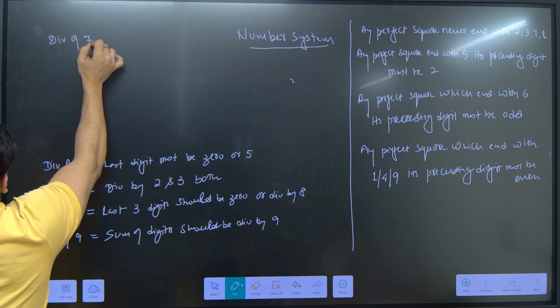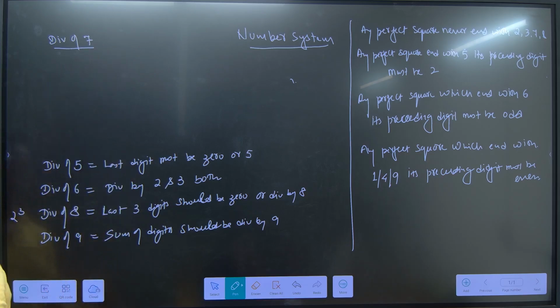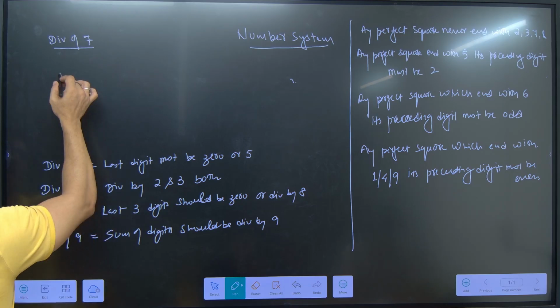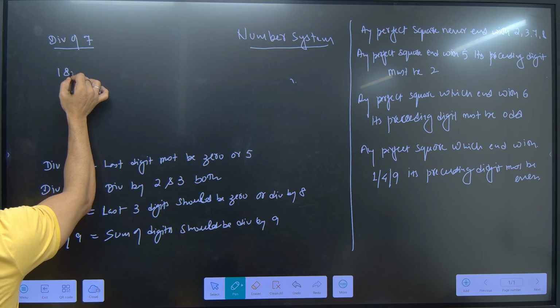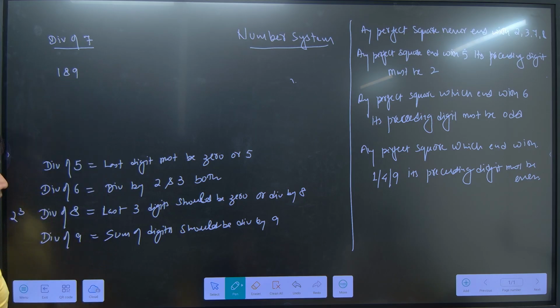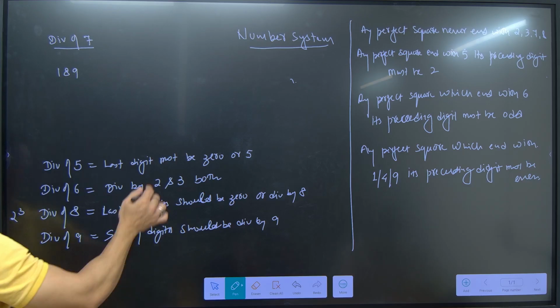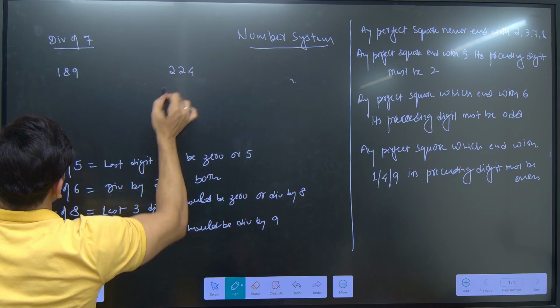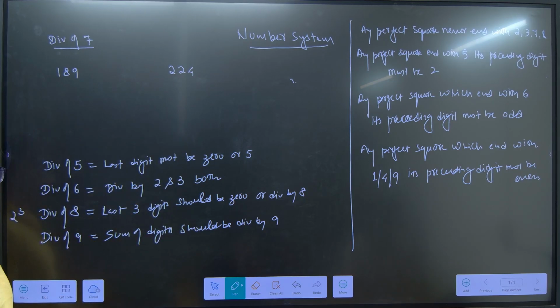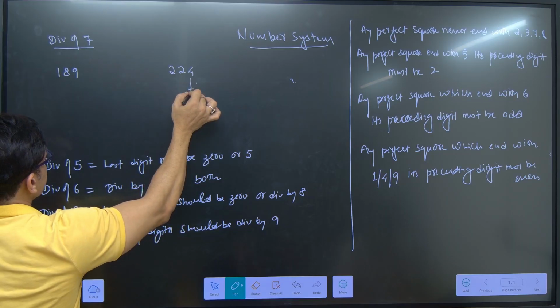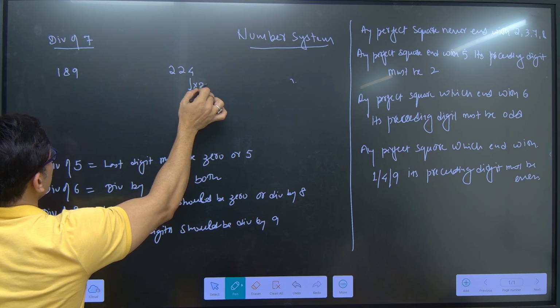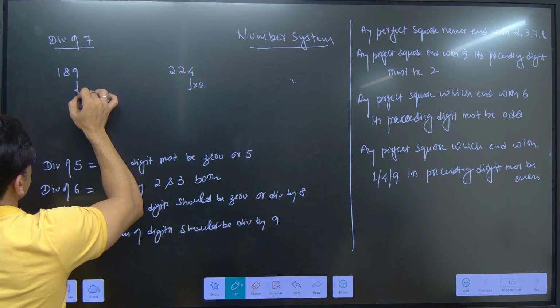Divisibility of 7. There is a method, but let's not get into the derivation. If you have to find out, take any 3-digit or 4-digit number. Let's take 189. Want to find out whether this is divisible by 7 or not. Take another number, let's say 224. For divisibility of 7, take the last digit and double it.